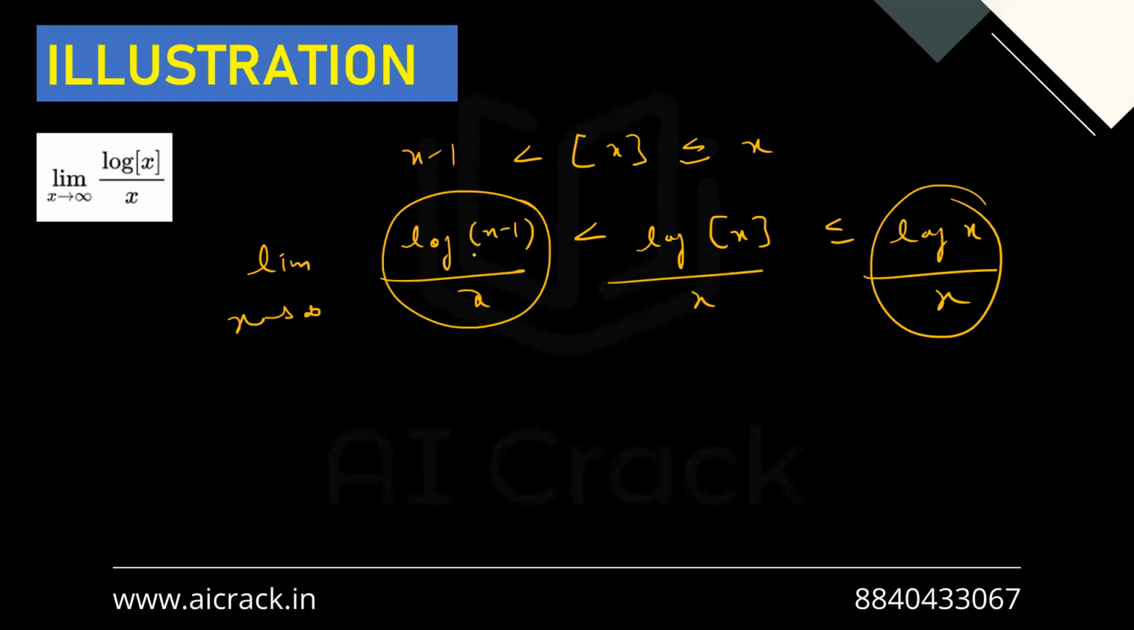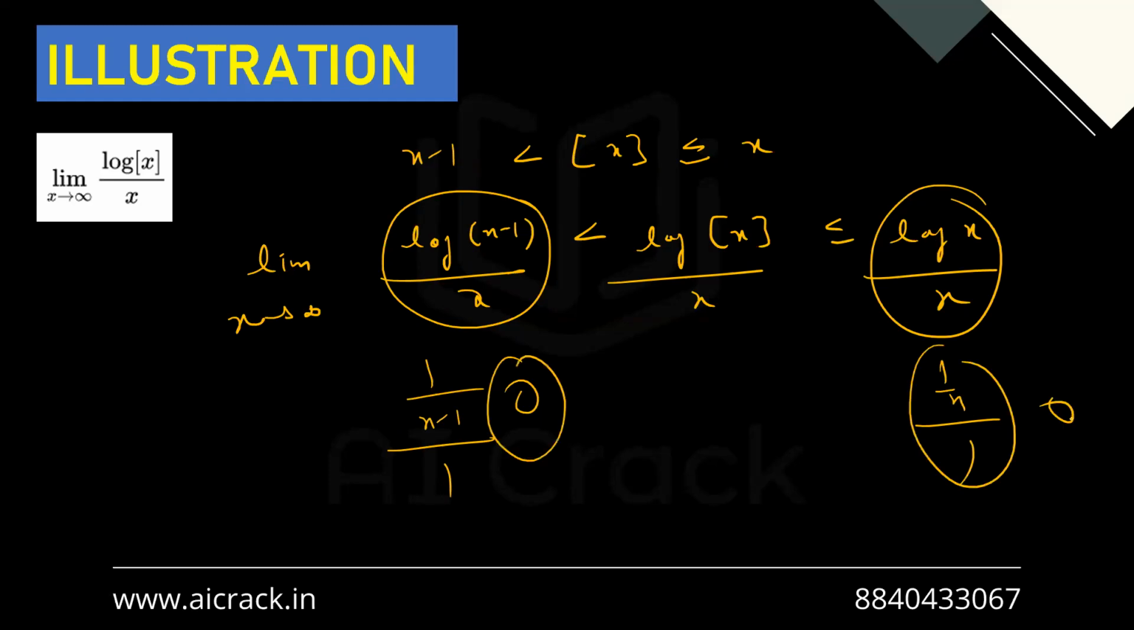Okay, so if we differentiate numerator and denominator over here, we'll get 1 upon x minus 1 divided by 1. So this comes out to be 0 only. And if we differentiate this one and this one, we'll get 1 upon x divided by 1. Again, this would be 0. Now this is 0, this is 0, so this comes out to be 0 only, based on the sandwich theorem.